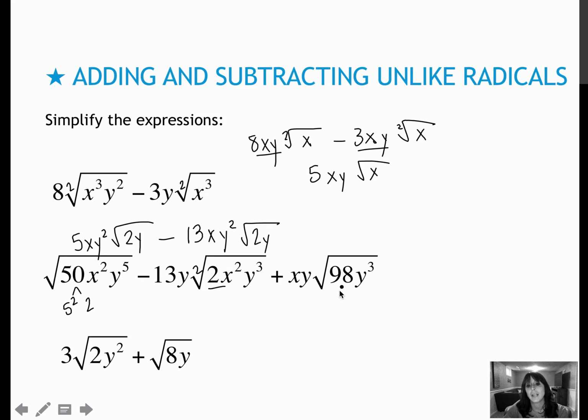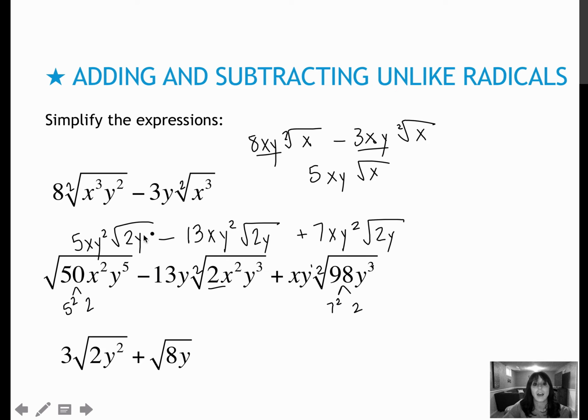And the last one, 98, is 49, or 7 squared times 2. So the 7 is going to come out. There's an x out here. There's 3 y's on the inside, so 3 divided by 2 is 1, which I'll combine with this 1 here, so that's y squared. A y left over and a 2 left over gives me the square root of 2y.